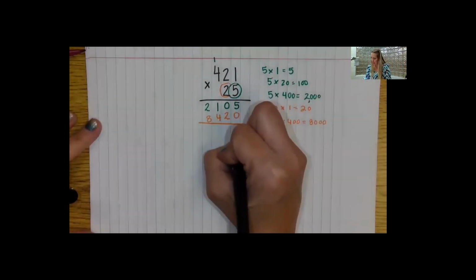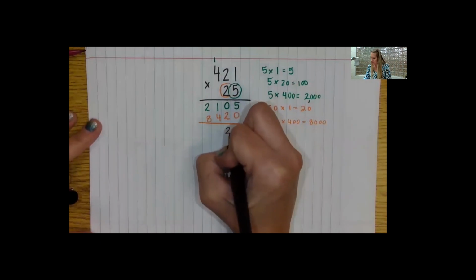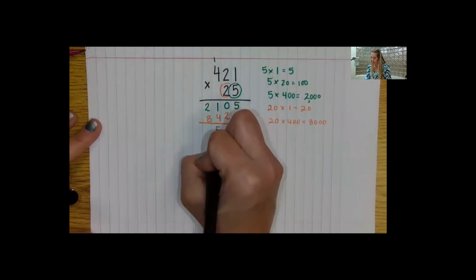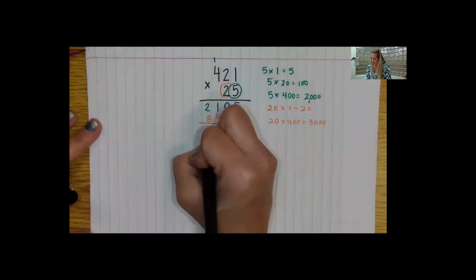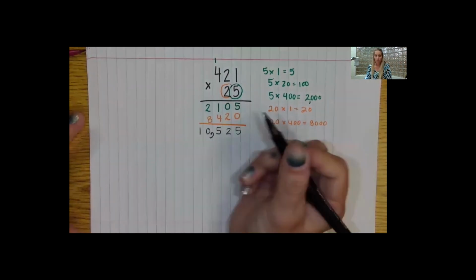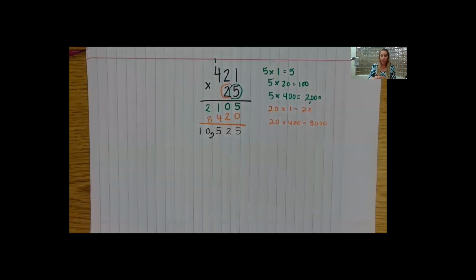5 and 0 is 5. 2 and 0 is 2. 1 plus 4 is 5. 8 plus 2 is 10. All right, and so we end up with a final product of 10,525. Amazing work. I am so proud of you.